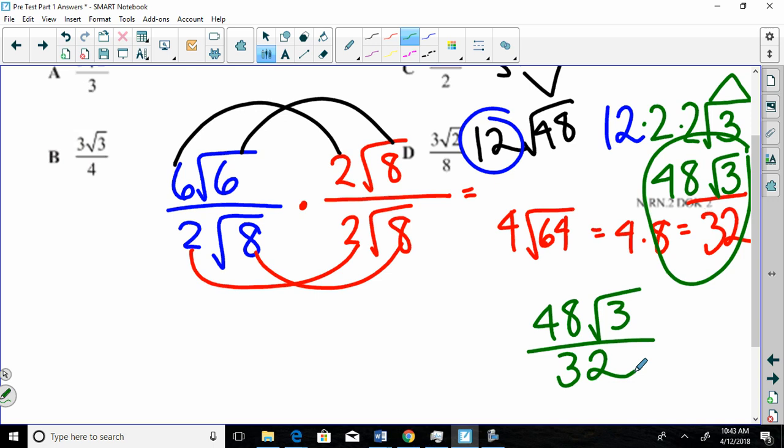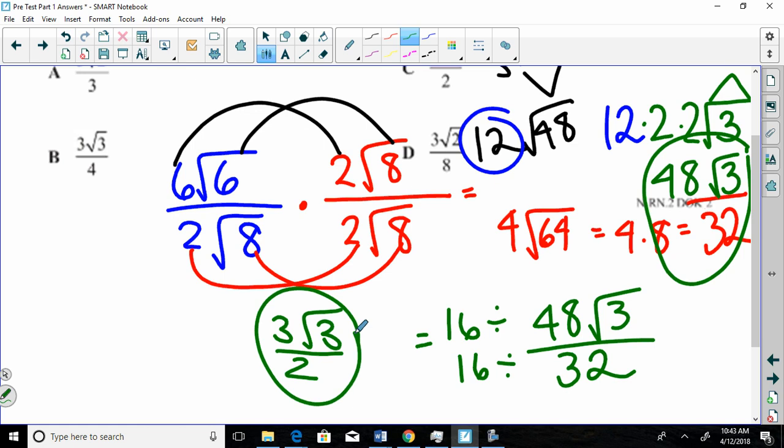So what's the biggest number that can go into 48 and 32? Bigger. Which one? Bigger. 16. So if you started with a smaller one, you would just need to reduce it. And so what is 48 divided by 16? 3. And what's 32 divided by 16?